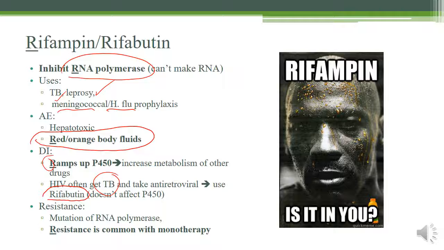This is very important: it can develop resistance if you give it as a monotherapy. We never give these drugs alone.